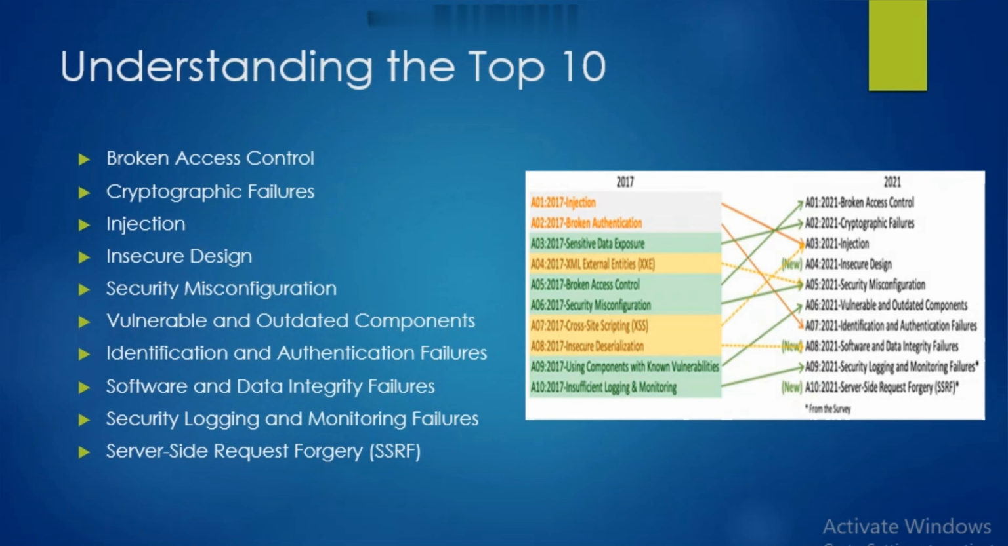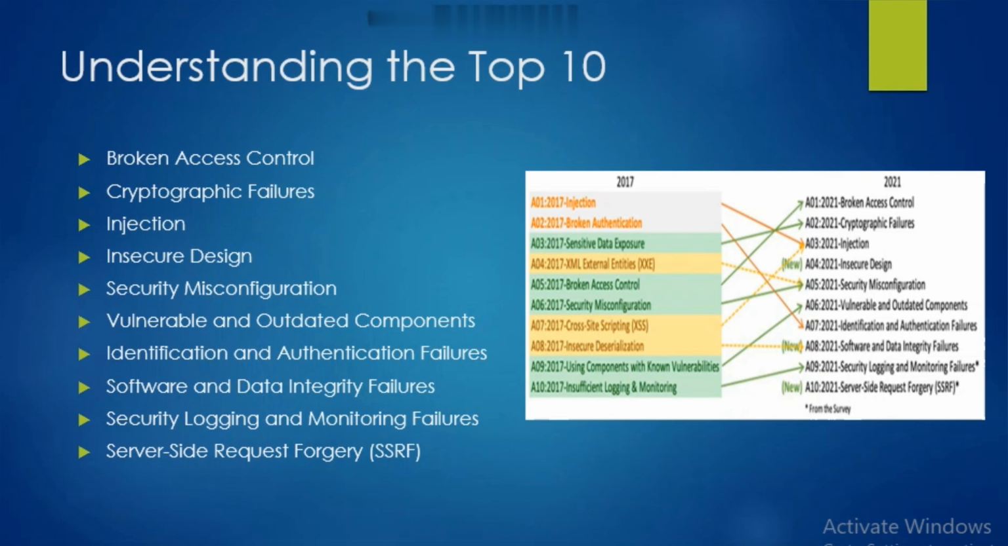In the OWASP list of 2021, broken access control is at the top of the list, and you can see from history that in 2017 it was in fifth place, and now in 2021 it has moved to first place. That means it has become more prevalent, and all the developers need to be aware of this one.